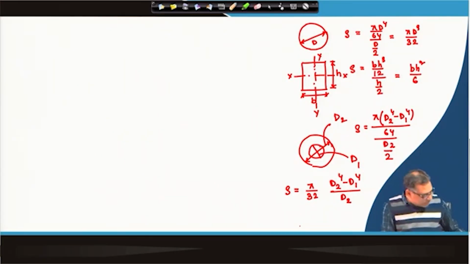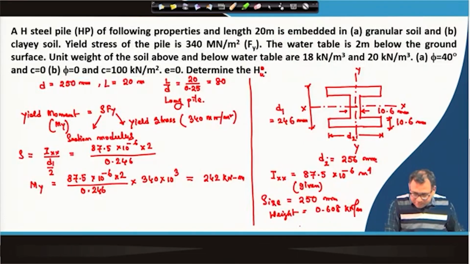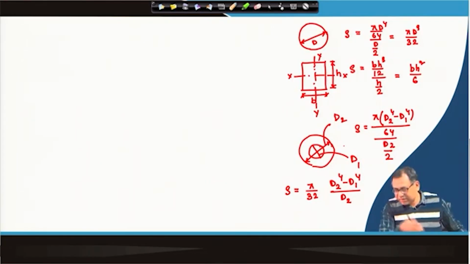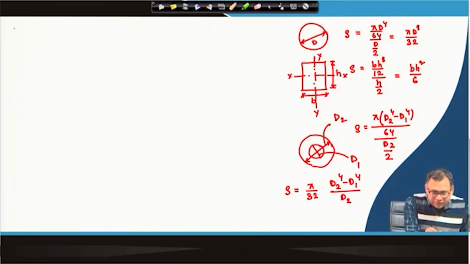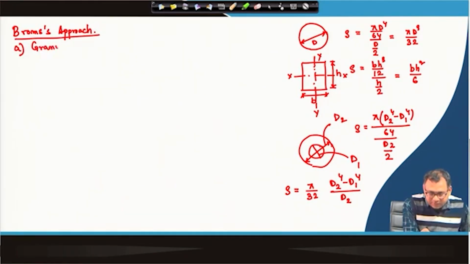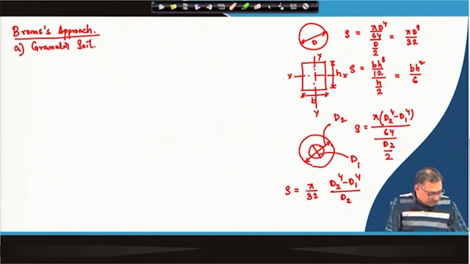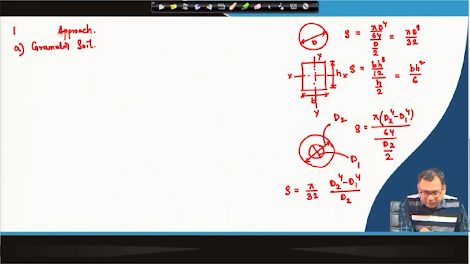Now, for our case we have determined the M y value, and that value is 242 kilonewton meter. For the different sections, the section modulus we have determined by using these equations. Now, first we will consider Broms' approach, and the first case is the granular soil. For the granular soil, the first one will be Broms' approach, and then the second one will be the simplified approach.